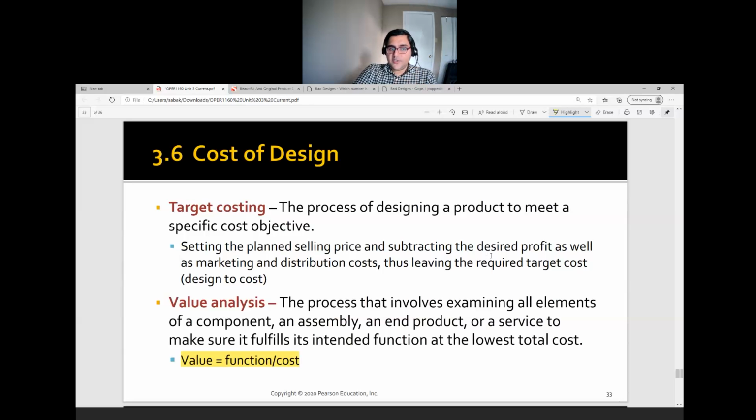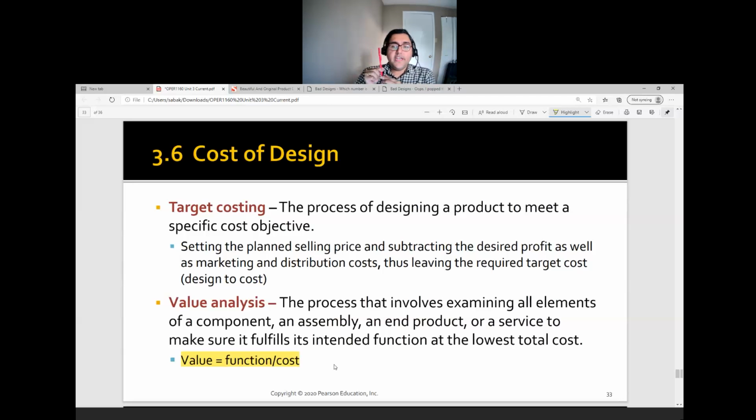So this is what we just said about target costing. Target costing is a process of designing a product to meet a specific cost objective. So setting the planned selling price and then realizing, okay, I cannot sell it for more than $2, and then I subtract my profit. I want to make, say, 20% profit on it. That means my total cost should not be more than $1.60, so that I'll be able to sell it at $2. So that's what target costing is all about.